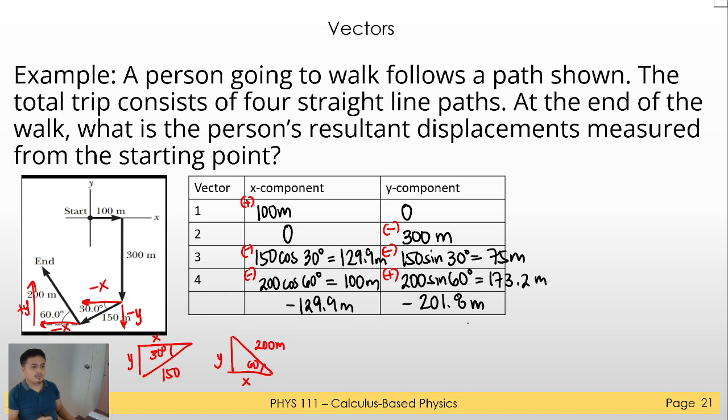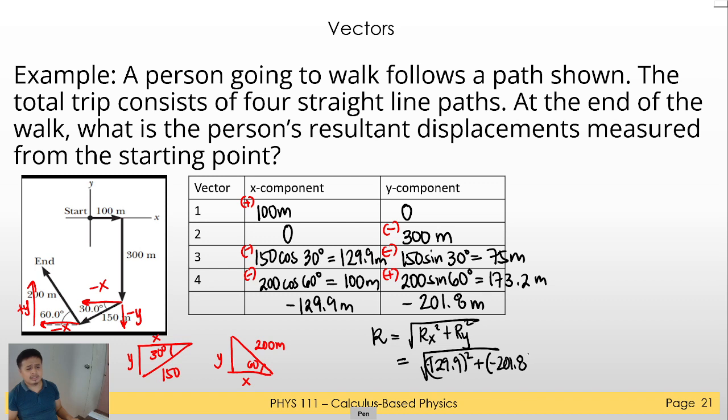So what is the resultant displacement? Later on, we will discuss unit vectors, but for now, let's just find the magnitude. The magnitude R will be equal to the square root of Rx squared plus Ry squared. So this will be equal to the square root of 129.9 squared. We could just neglect the negative sign here for now, since it will just cancel out.